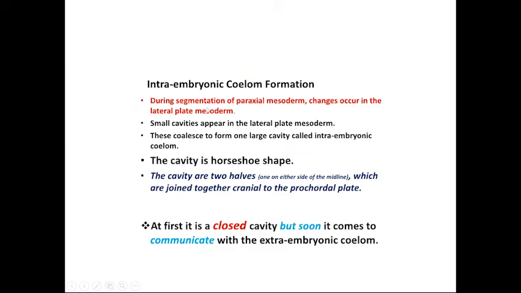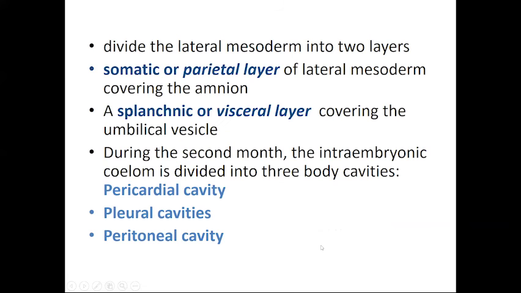During segmentation of the paraxial mesoderm, changes occur in the lateral plate mesoderm. Small cavities appear in the lateral plate and coalesce to form a large cavity, the intraembryonic coelom. The cavity is horseshoe shaped, with two halves on either side of the midline joined together cranial to the precordal plate, as I've shown you in this picture. At first it is a closed cavity, but soon it communicates with the extraembryonic coelom. It divides the lateral mesoderm into two layers. As with the extraembryonic, the somatopleuric and splanchnopleuric layers, the intraembryonic coelom is also divided into somatic and splanchnic layers.